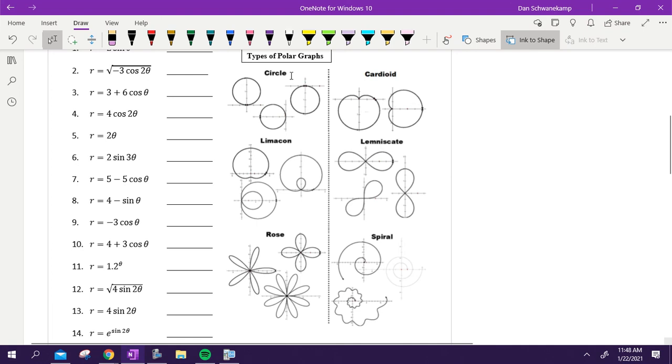Is it a circle? Is it a cardioid? Is it a limaçon? Is it a lemniscate? Is it a rose? Or is it a spiral? It is your job to look at them and identify and categorize. Use your brain. I'm not going to give you the answers right away. I want you to think about it.